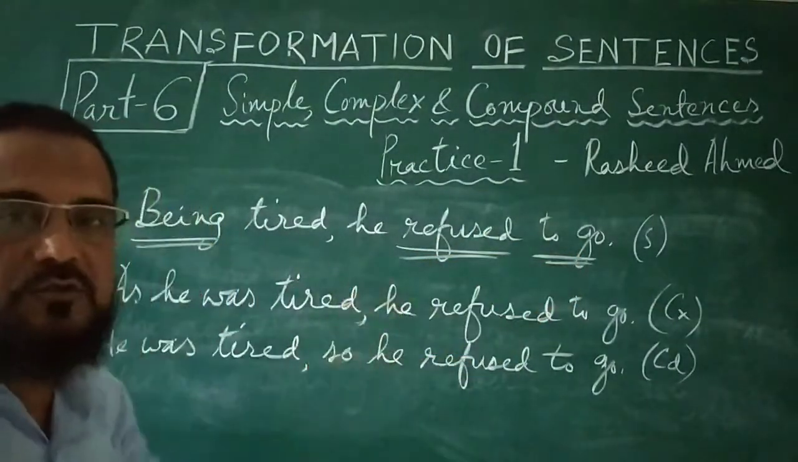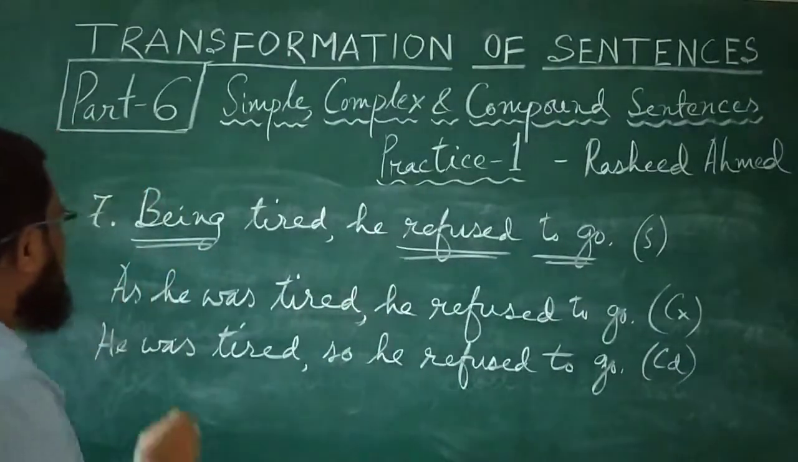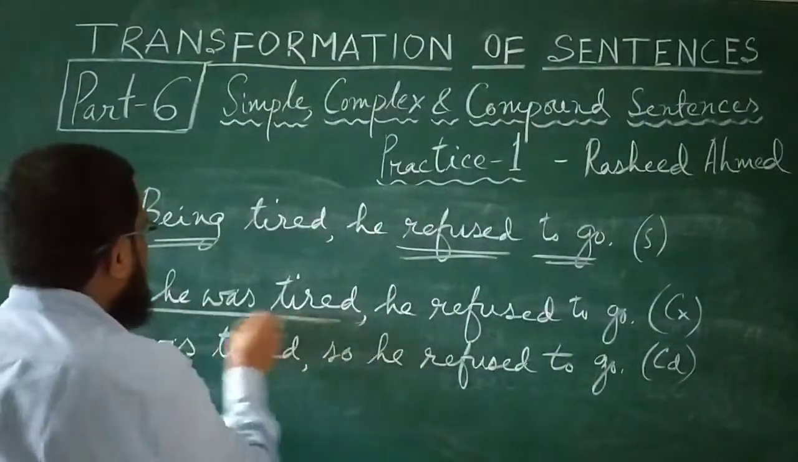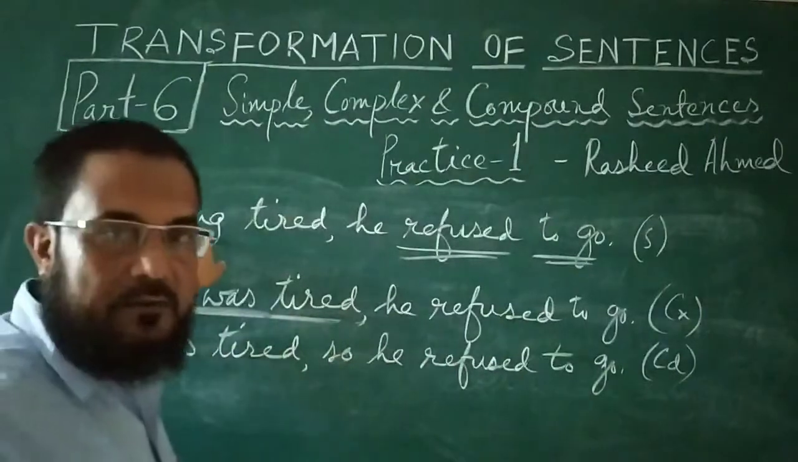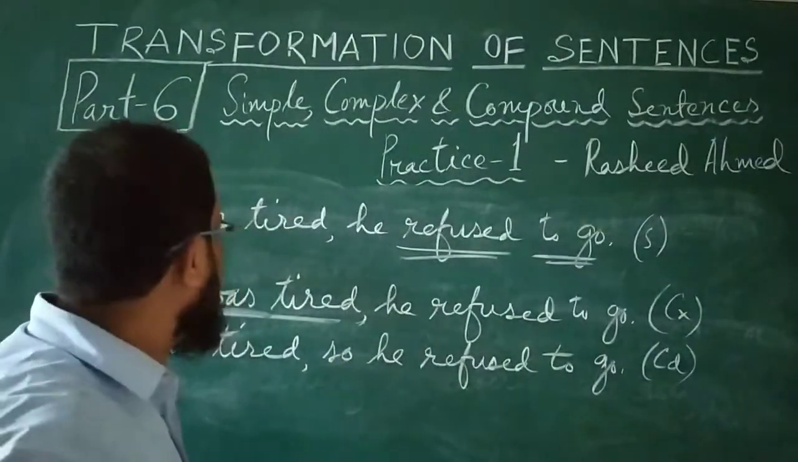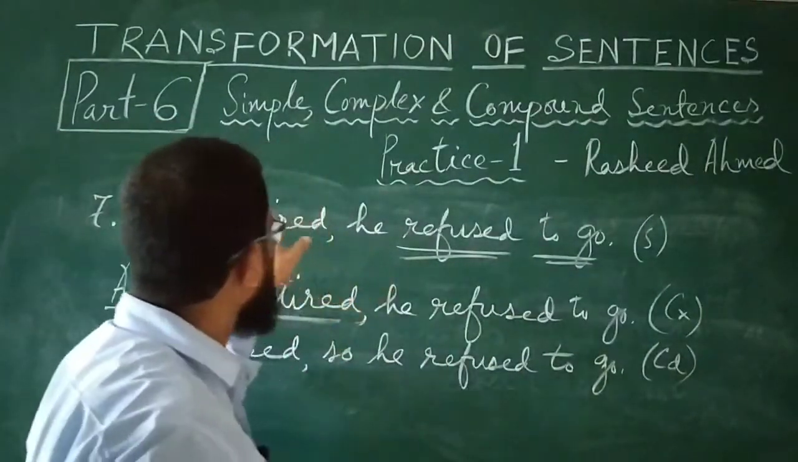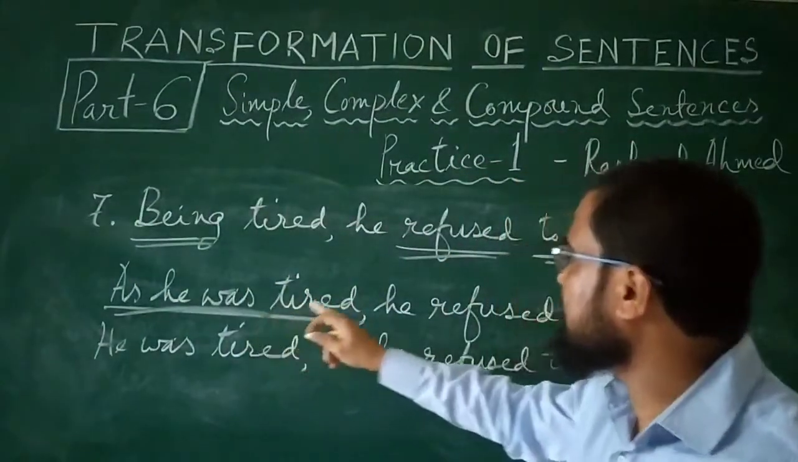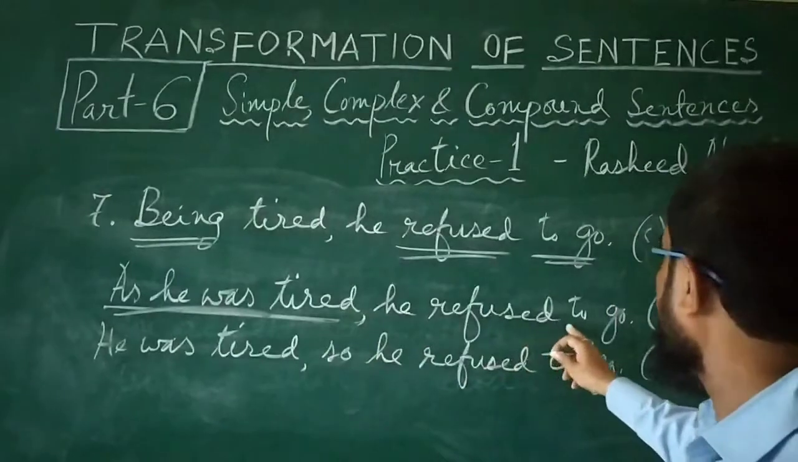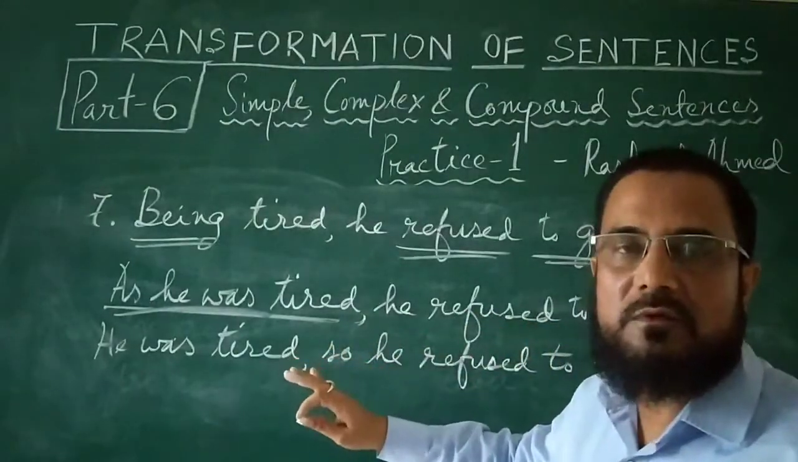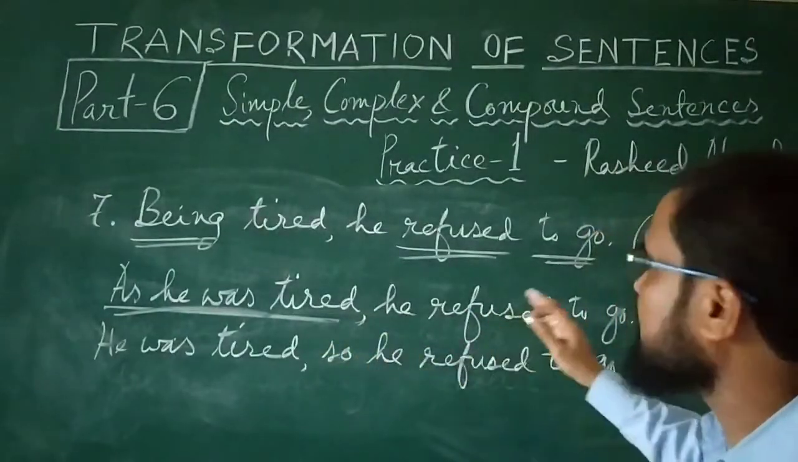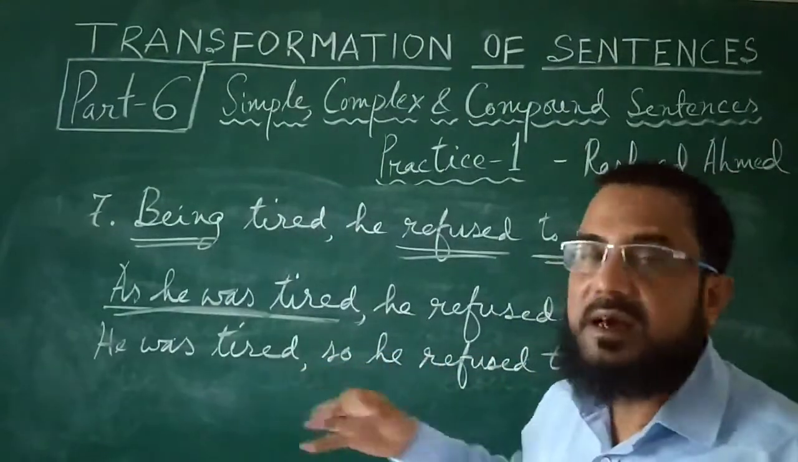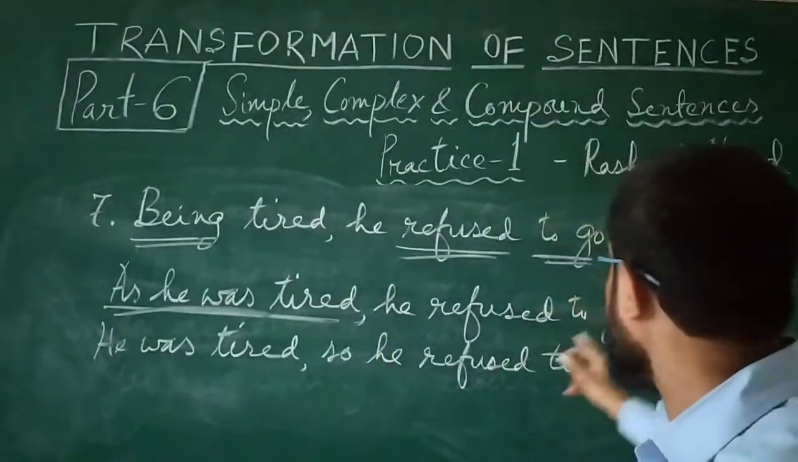Being tired, he refused to go. If you make it complex, it will be as he was tired. This being is here in non-finite form. If we change it into finite form, it will be he was tired. This being tired, who was being tired? It is he. So as he was tired, he refused to go. Here now we have 2 clauses. Main clause is he refused to go, and the subordinate clause is as he was tired. So this is a complex sentence.